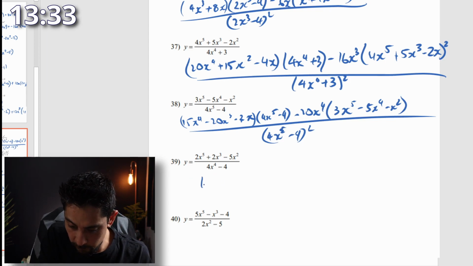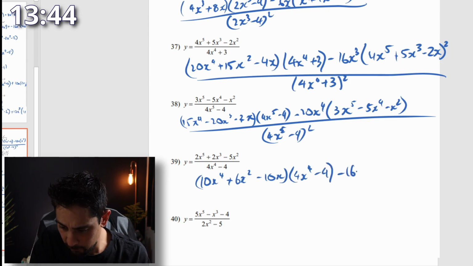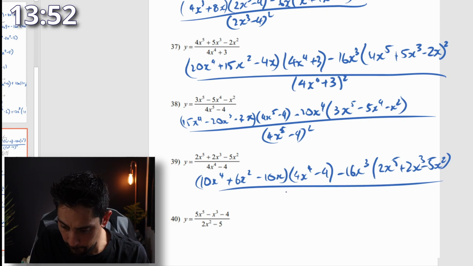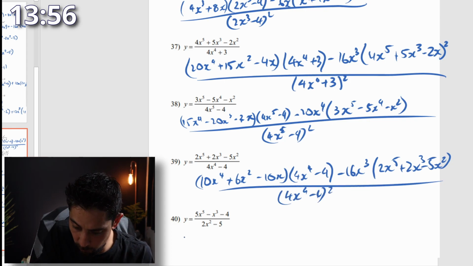1.5 minutes left. 10x^4 plus 6x^2 minus 10x, all multiplied by 4x^4 minus 4 minus 16x^3 times 2x^5 plus 2x^3 minus 5x^2, all divided by 4x^4 minus 4. We have 1 minute left and 2 questions.